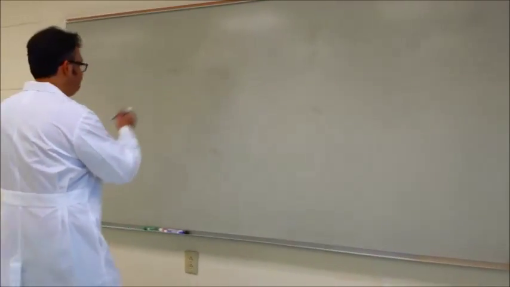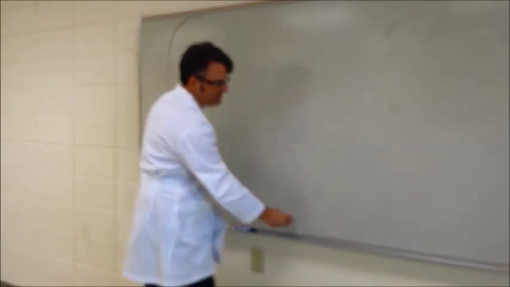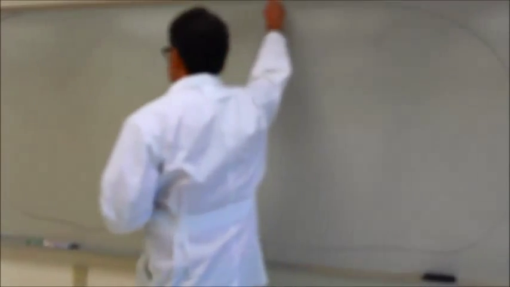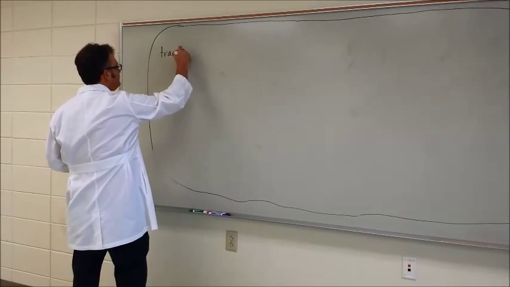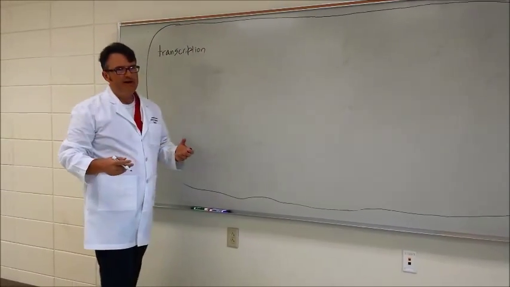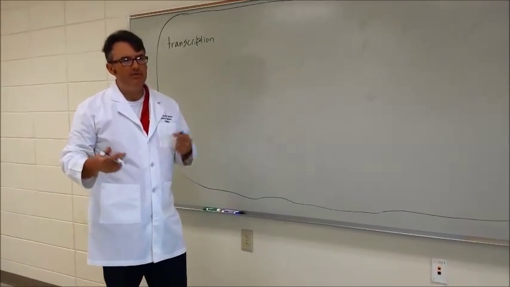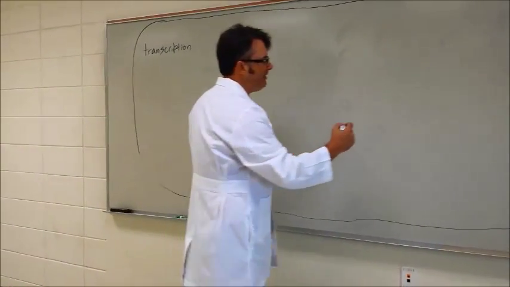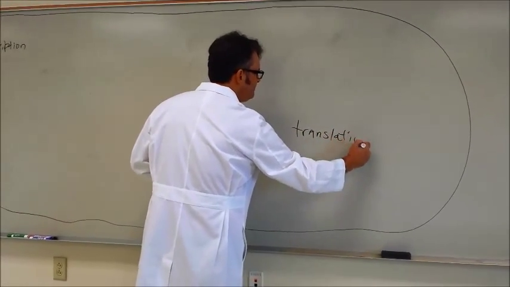So, here we go. What we're going to say is that this is a cell. I'm going to make a really, really big cell here. And I want to talk about transcription. A scribe in ancient days was a person who wrote things. So when we're transcribing, we're copying. And then I want to talk about translation. I'm going to talk about those two things here.